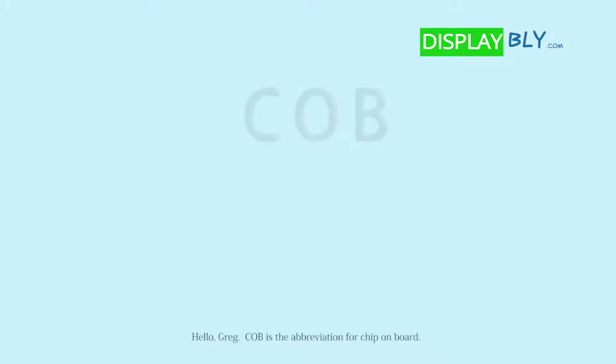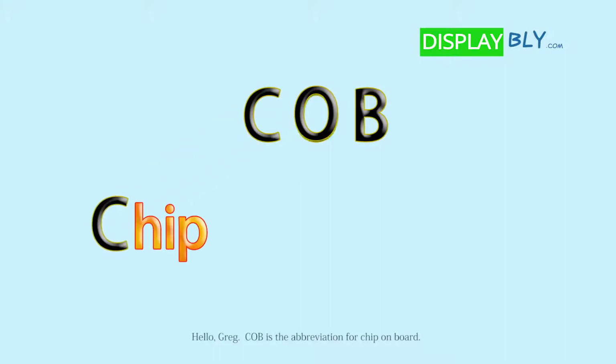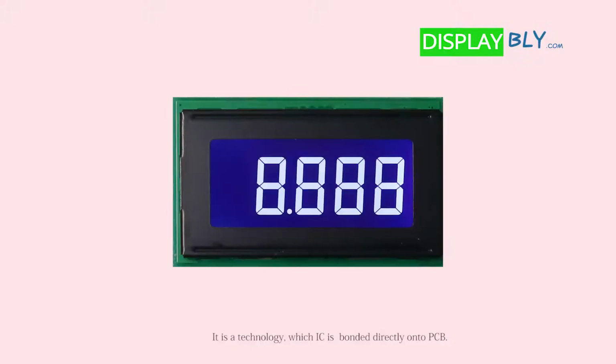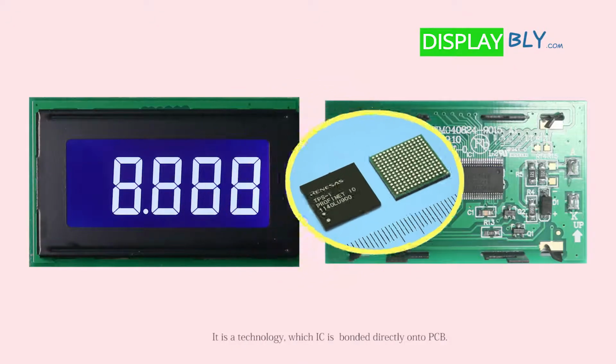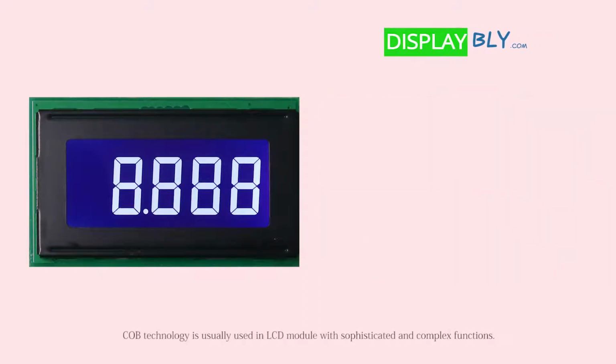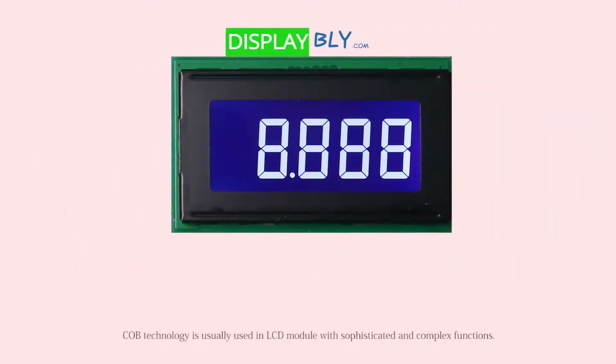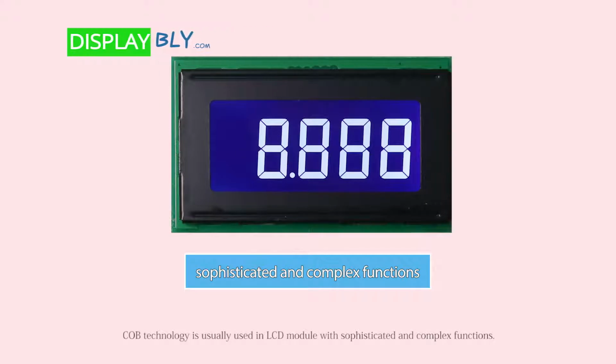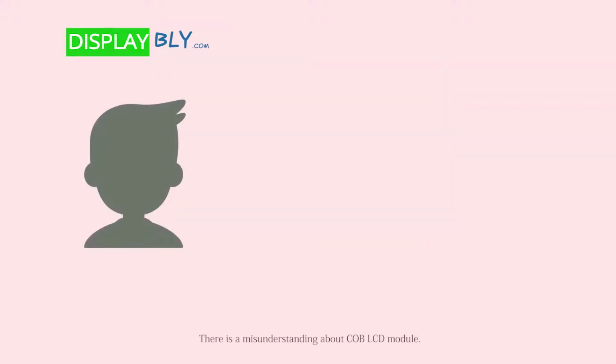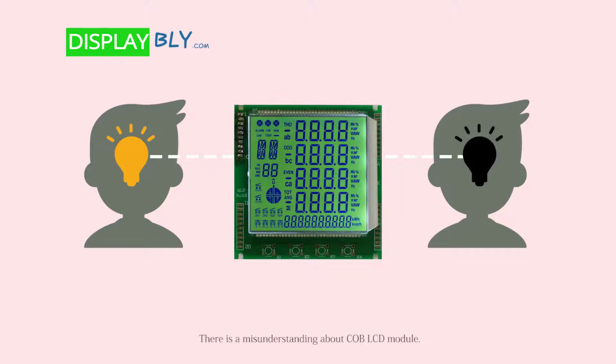Hello, Greg. COB is the abbreviation for chip on board. It is a technology in which the IC is bonded directly onto the PCB. COB technology is usually used in LCD modules with sophisticated and complex functions. There is a misunderstanding about COB LCD modules.